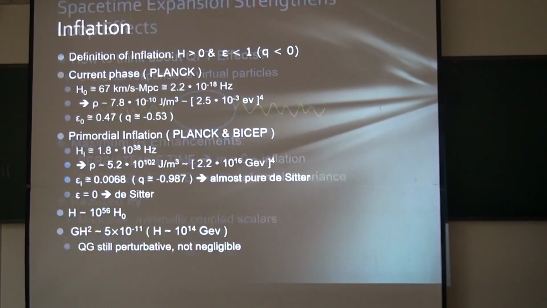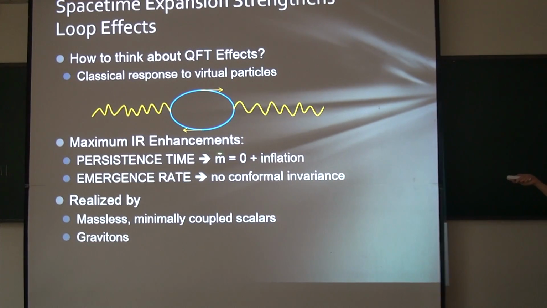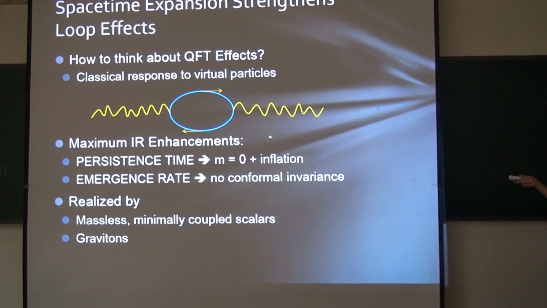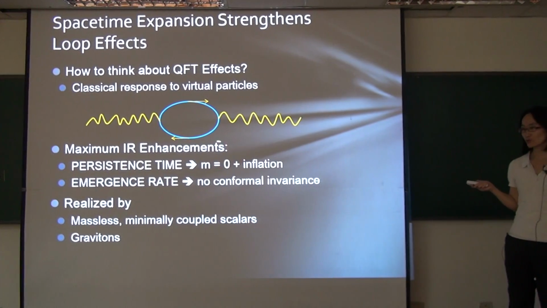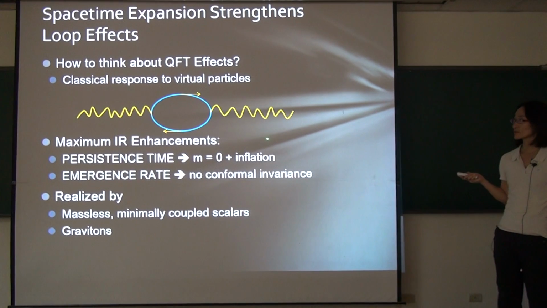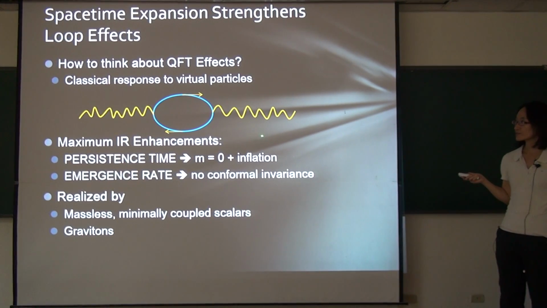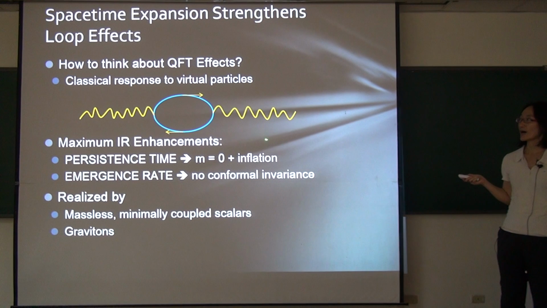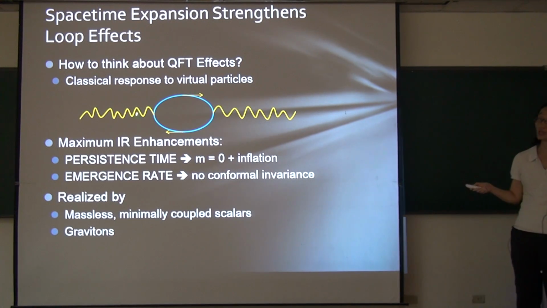Yeah. So the next question to ask: we try to search for quantum effects or quantum loop effects during the primordial inflation. Then what are quantum loop effects? How do we think of them? Usually, you can think of these quantum loop effects as how classical particles interact with virtual particles. You can get bigger effects when you have more classical particles and more chances to interact with virtual particles, then it brings bigger effects. Okay.